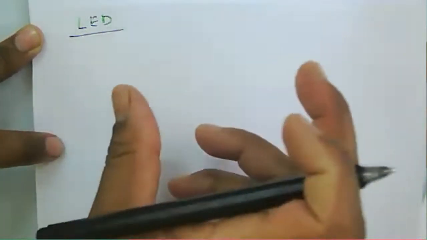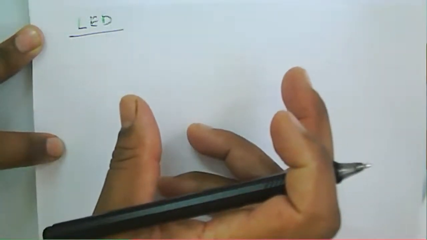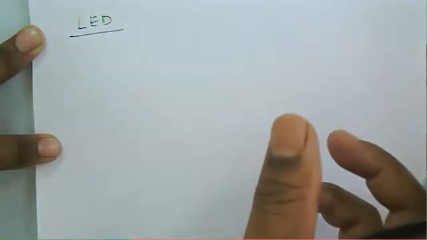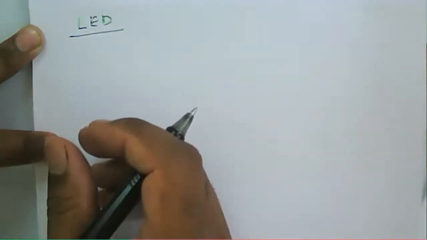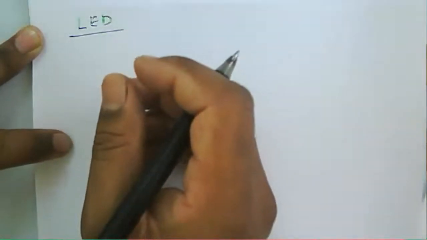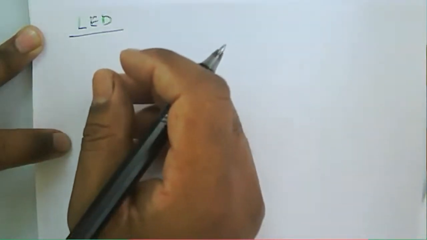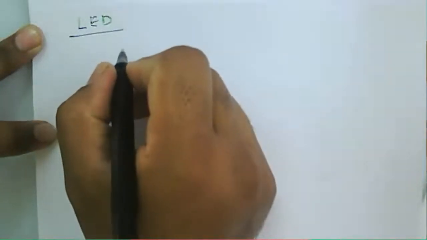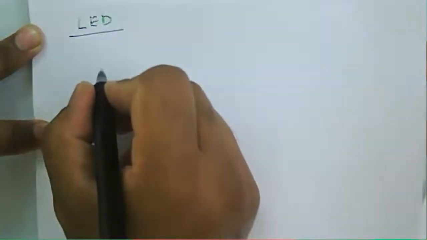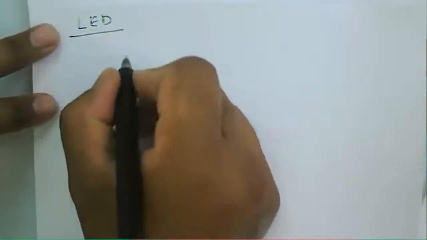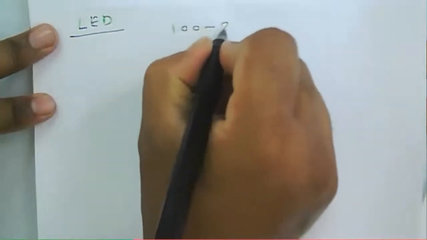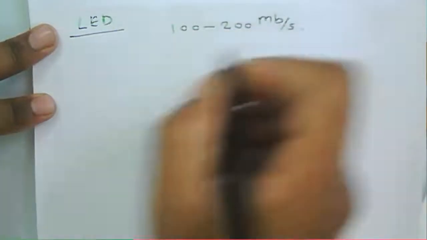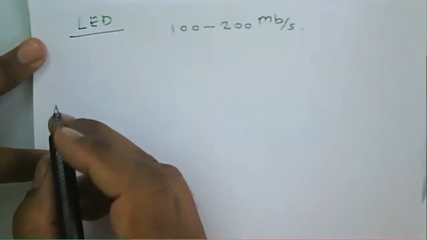But if you compare in terms of optical power and efficiency, then a laser is better there. So now what will be the data rate we can communicate using the light emitting diode? Generally it offers 100 to 200 Mbps. Okay, that is about the data rate.